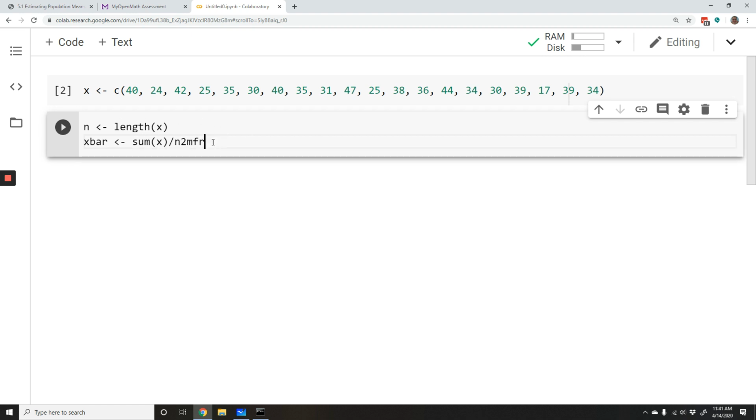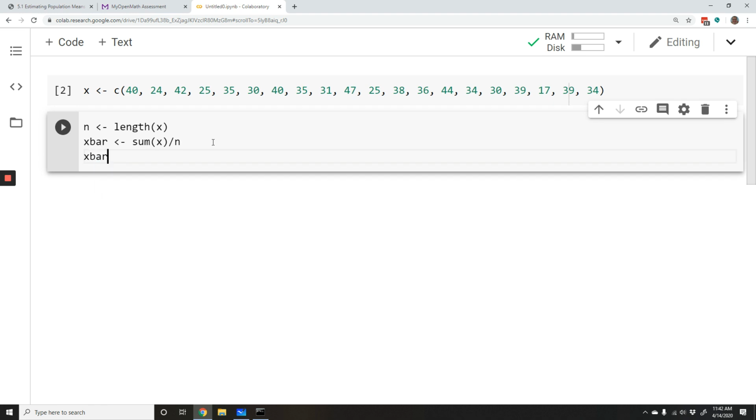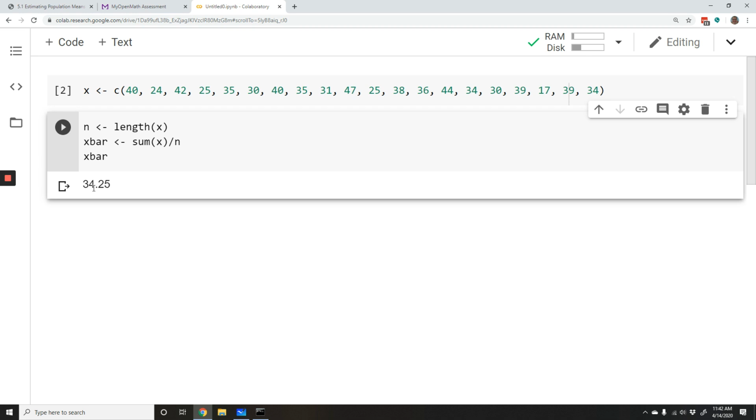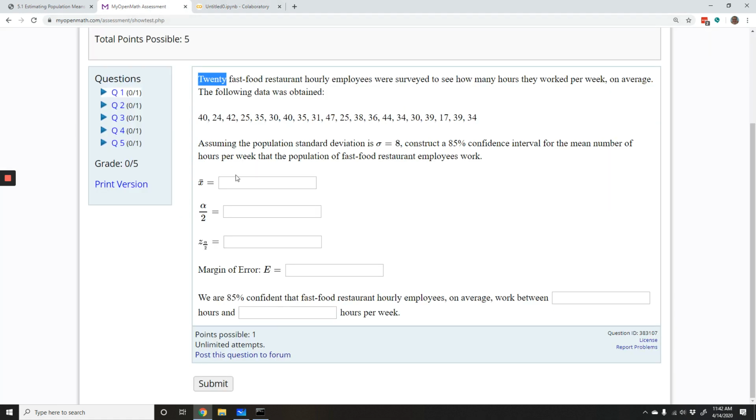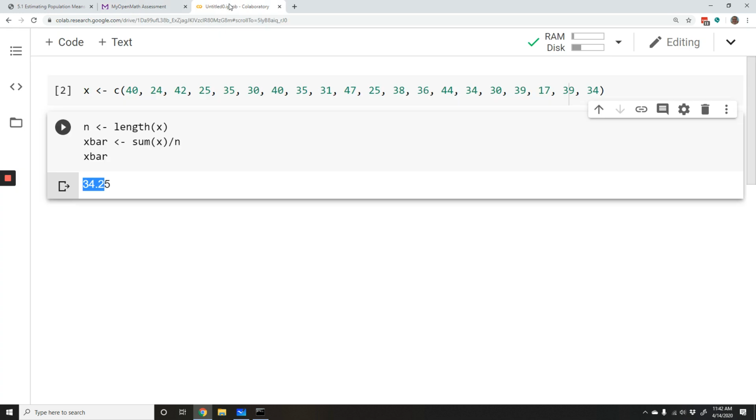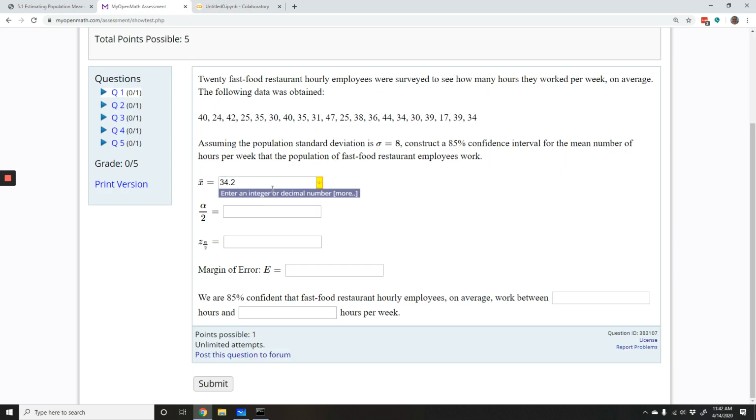And I'm just going to type x bar so I can see my result. According to this, the average value from this data is 34.25. Of the 20 fast food restaurant employees that were surveyed, they on average work 34.25 hours per week. Next, we want alpha over 2.